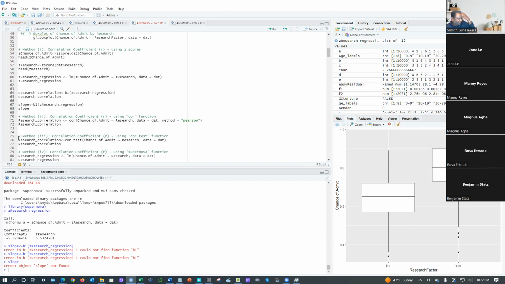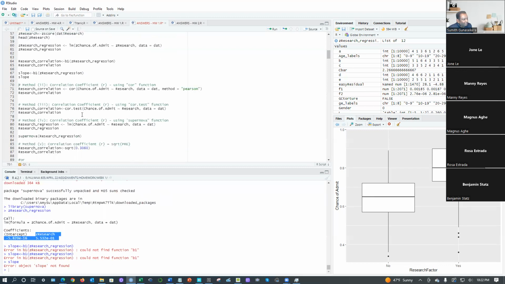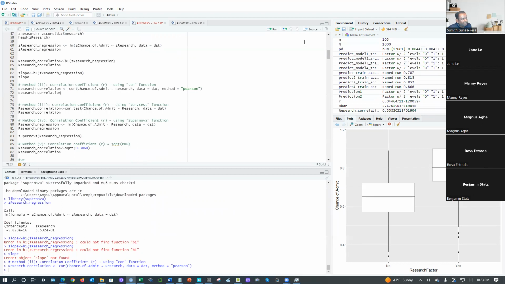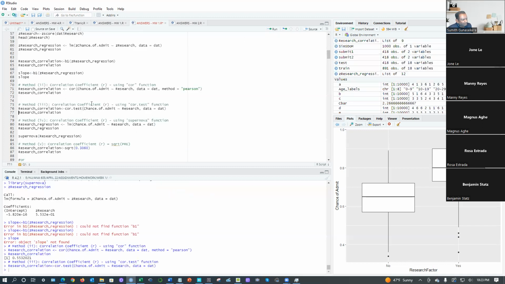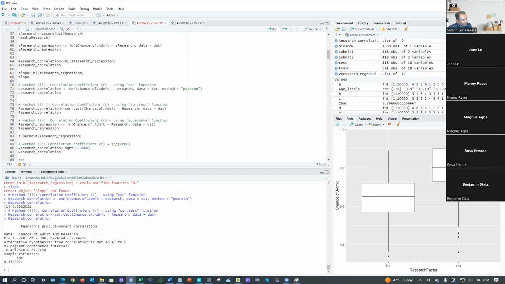But anyhow, the slope of this one is the correlation, 0.553. Can I get that by doing it a different way? Yeah, I'm going to go to the cor function. Chance of admit, the original, not the Z research. This is the Pearson correlation, the strength between the two variables. Then I calculate: 0.5532. That's the same thing here. Another way, you go to the cor test and run it and check that: 0.5532.